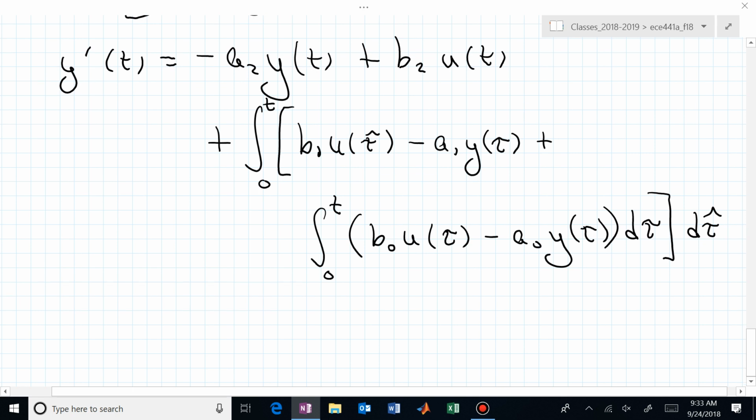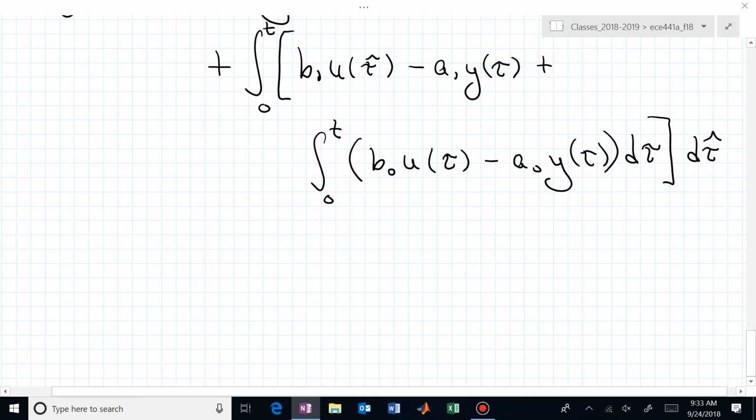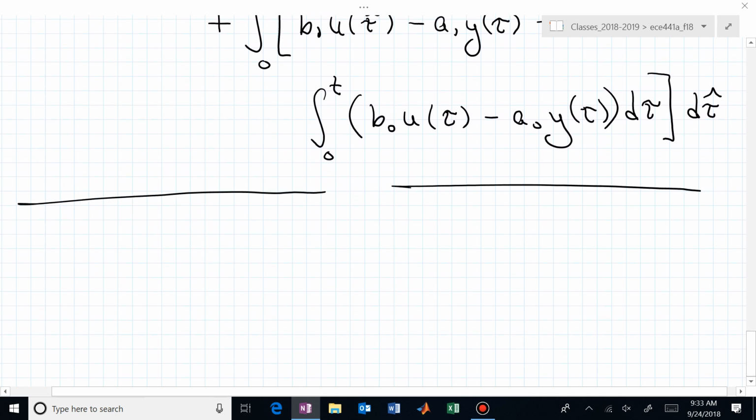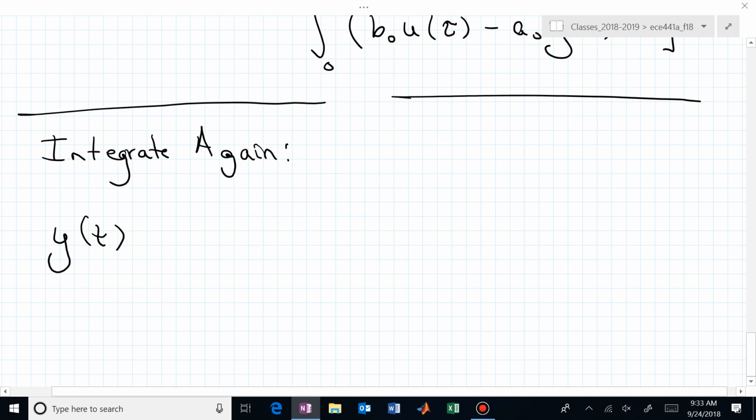And I'll have y left by itself if I integrate one more time. So now if I go one more time, integrate again, I now end up with an output that has not been differentiated. And this now is going to be an integral, and now I have to create another bracket. So let me do a curly bracket.